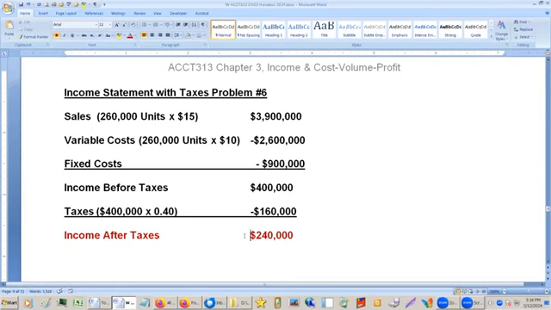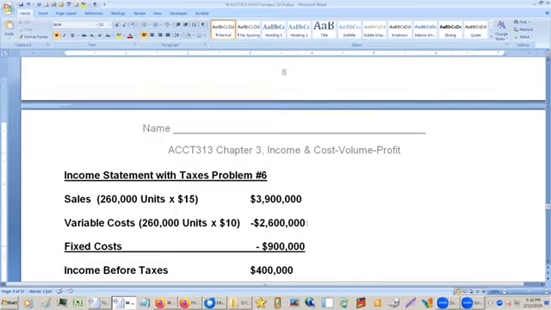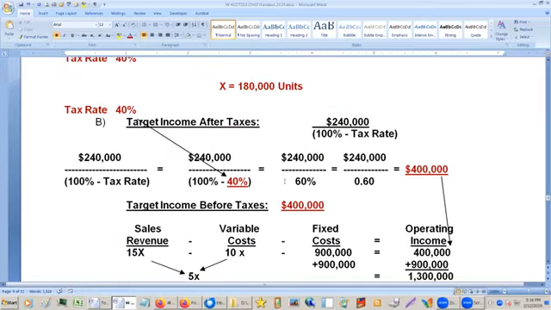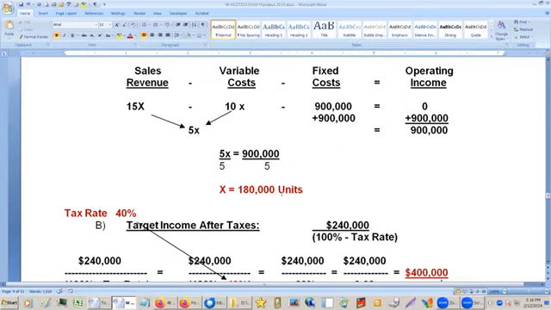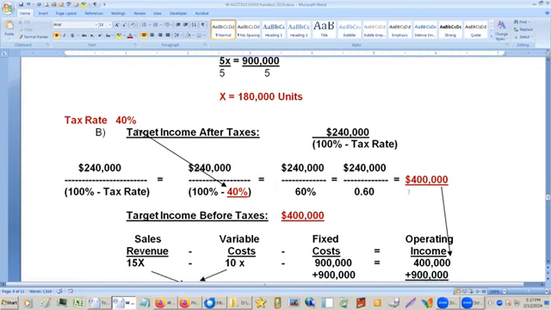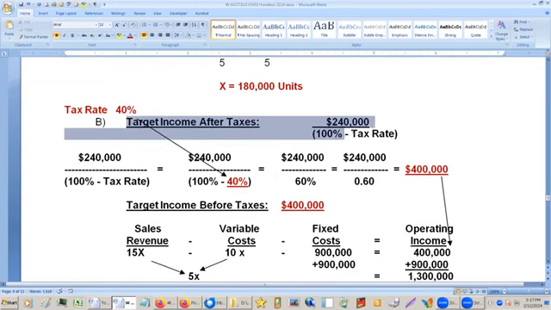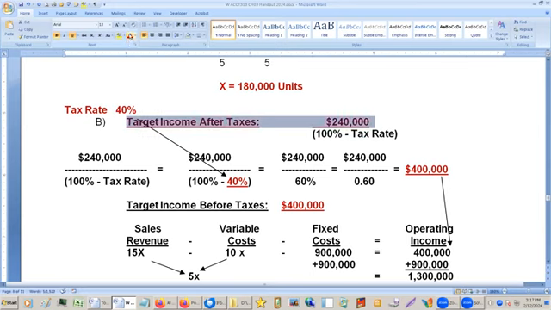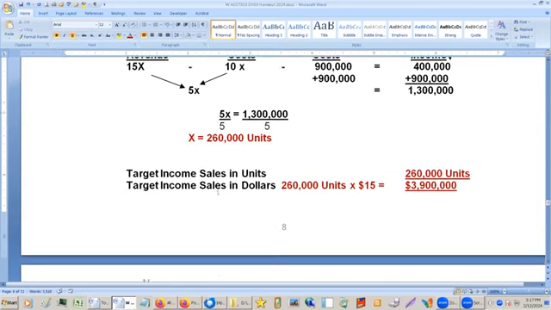Up here. So this is kind of how it would work out. Well, I mean, that would be shown in the balance. It's in here, but this would be how it would be shown as an income statement. So we want an after tax income of 240,000. So this is how we would do it.